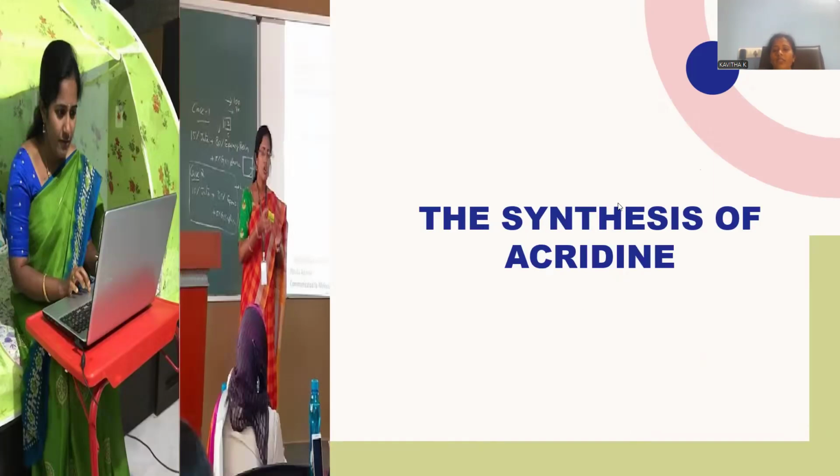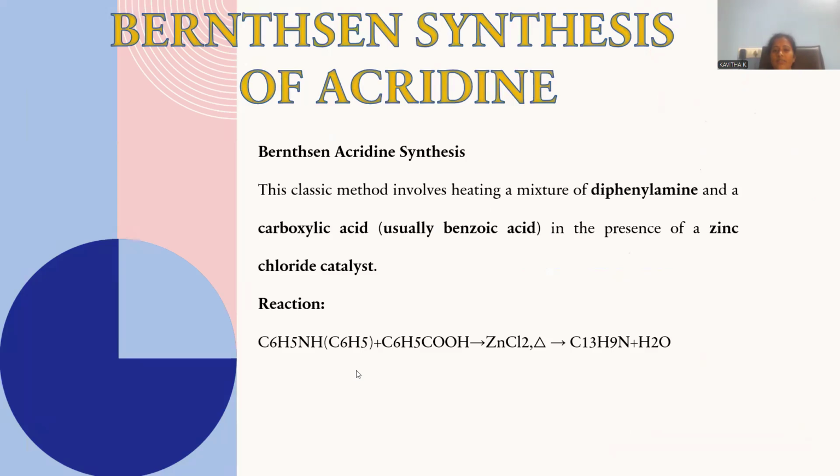Now let me go with the synthesis of the acridine. How many ways are available in order to synthesize acridine within the laboratory? Here is the named reaction for the synthesis of acridine on the laboratory platform. Bernthsen acridine synthesis. This classic method involves heating the mixture of diphenylamine, one of the starting materials, and carboxylic acid. This is the aromatic carboxylic acid taken. Usually it is the benzoic acid, and the catalyst applied will be zinc chloride.